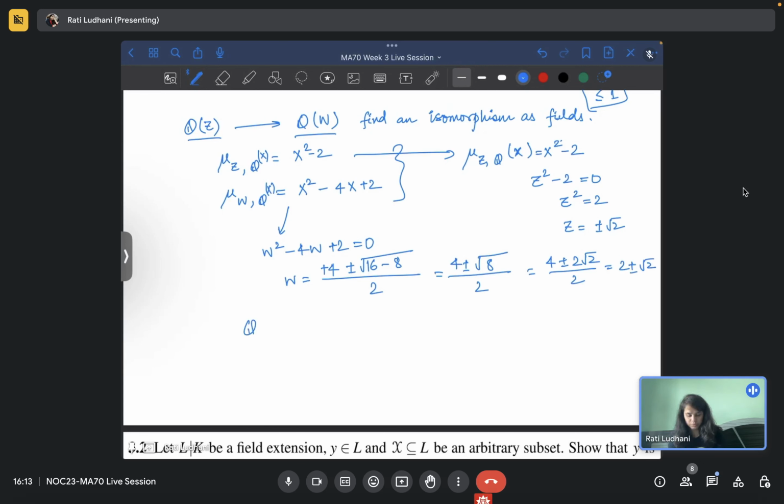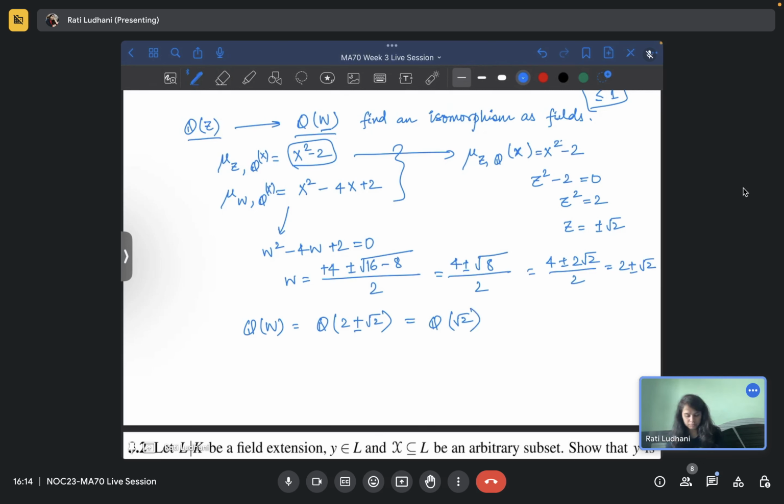So Q(W) is Q(2 + √2), so anything is fine. First thing, W is a root of this polynomial, so you can consider any of these for W. I can take plus, I can take minus, anything is fine. But what is my point here? Either you take plus or minus, can you tell that this is equal to Q(√2)?